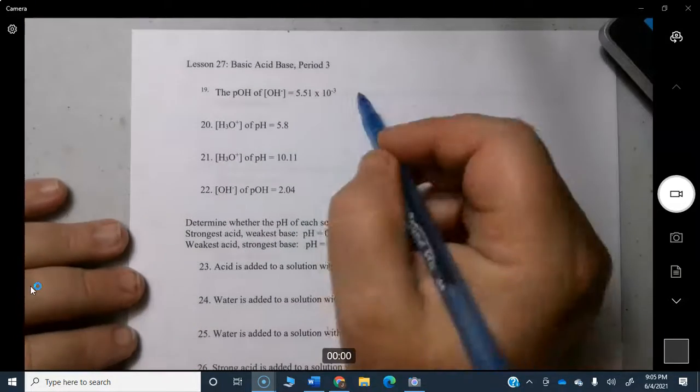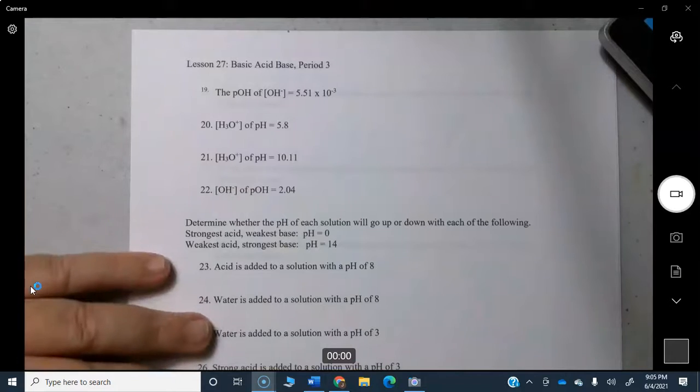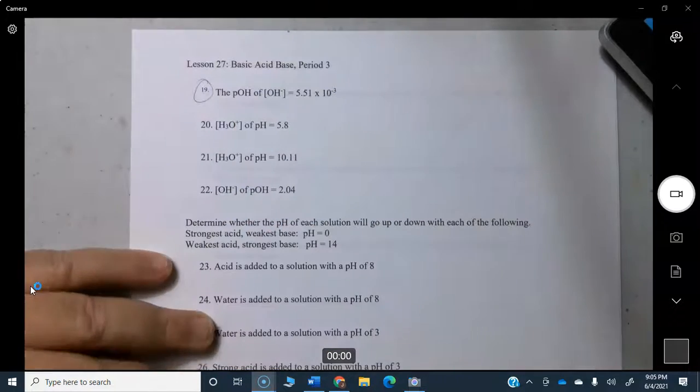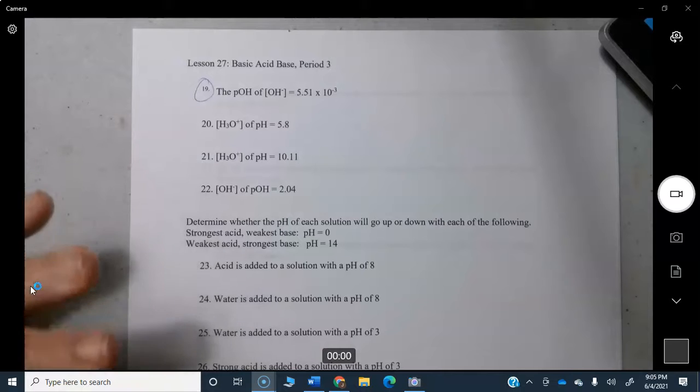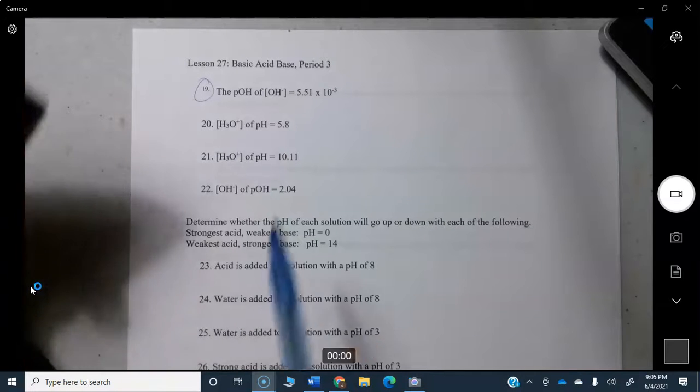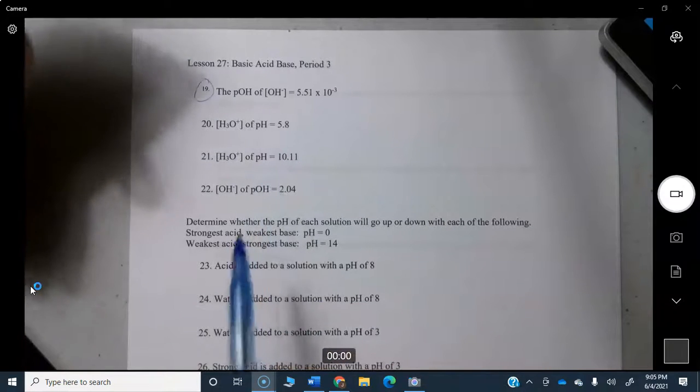Okay, this one's done the same way. I'll leave this one for you to do. Exactly the same way. It is a pOH. So done the same way, but it's pOH. Okay, these three are going in the opposite direction.